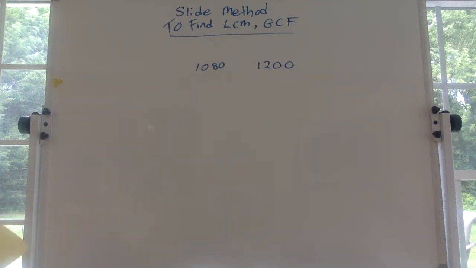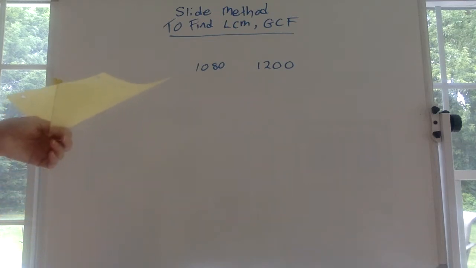Hi everybody, in this video I'm going to show you how to find the least common multiple and greatest common factor using the slide method. And the slide method is a really good method to use if you only have two numbers that you want to find the LCM and GCF of. If you have more than two, I would use the prime factorization method. If you only have two, this is a perfectly good method that you could use.